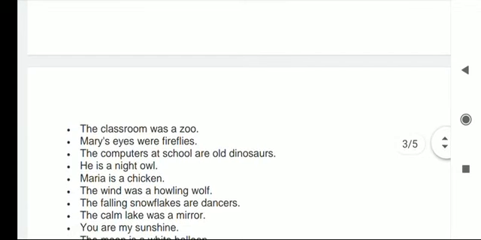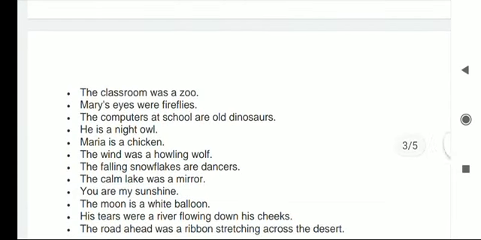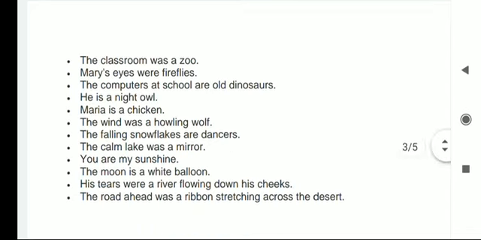Now the examples of metaphor. The classroom was a zoo. Mary's eyes were fireflies. The computers at school are old dinosaurs. He's a night owl. Maria is a chicken. The wind was a howling wolf. The falling snowflakes are dancers.